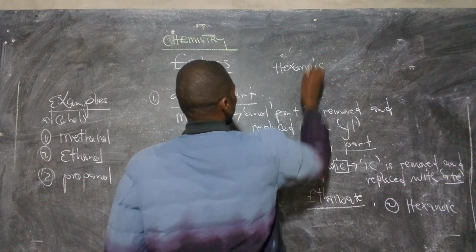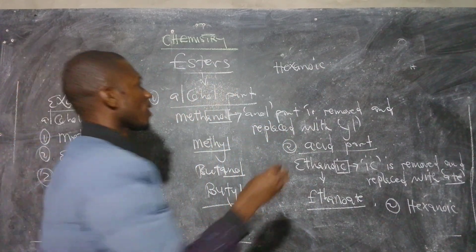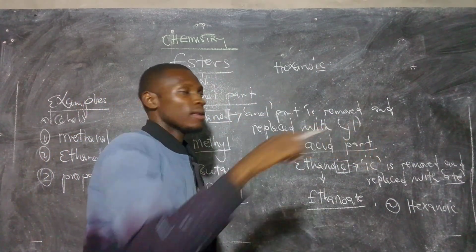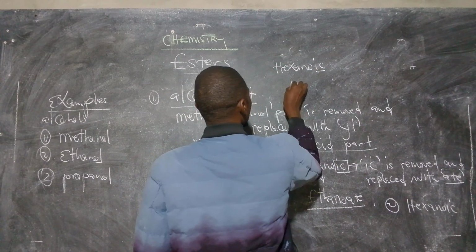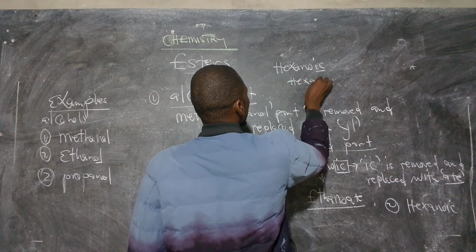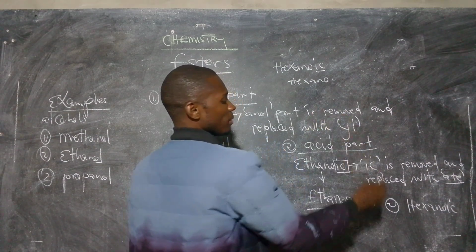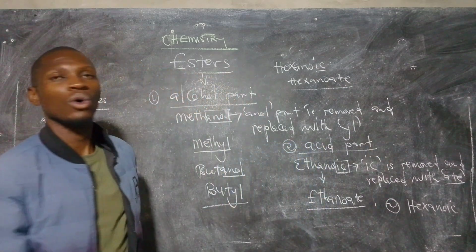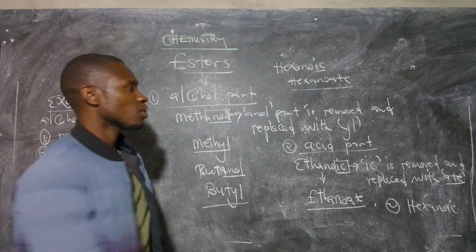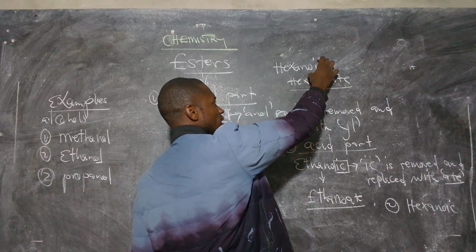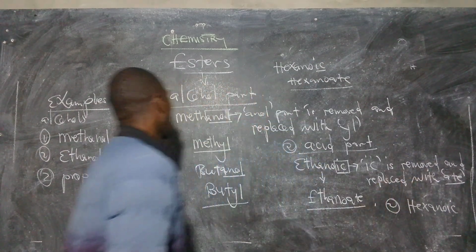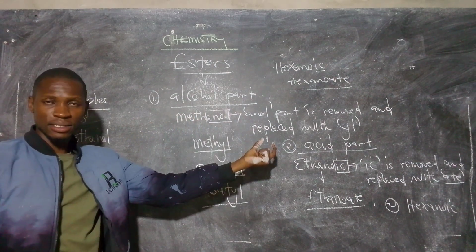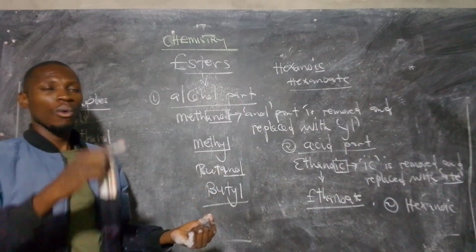So for hexanoic, we are going to remove IC and replace it with ATE. If you remove this part, it will remain like this, hexanol. Then we replace ATE like this, then it will remain hexanol. So we have made this by removing IC and replacing it with ATE. Under alcohols, from the alcohol we remove the anol part and replace it with YL.